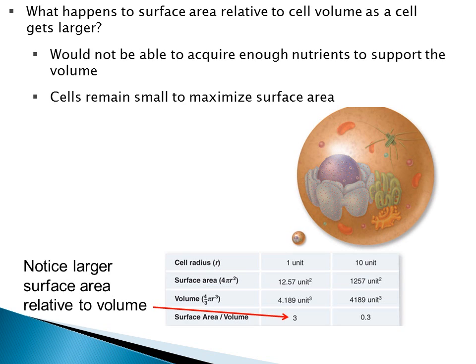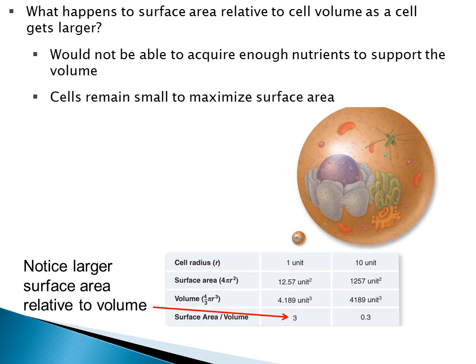So we can use the equations for surface area to volume of a sphere and compare maybe a cell with a 1 centimeter radius to a cell with a 10 centimeter radius. The radius increased 10 times, but looking at that surface area to volume, that ratio decreased tenfold. So we can see that smaller cell is going to have a larger surface area relative to its volume.